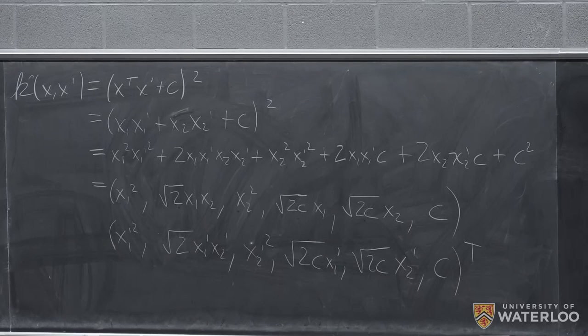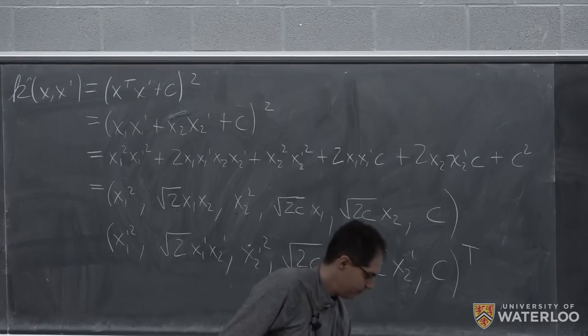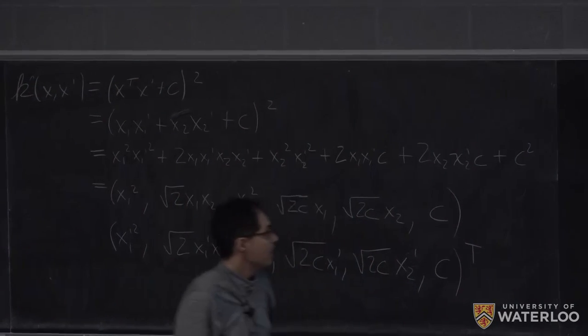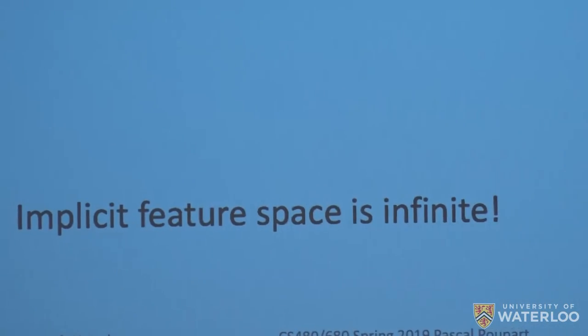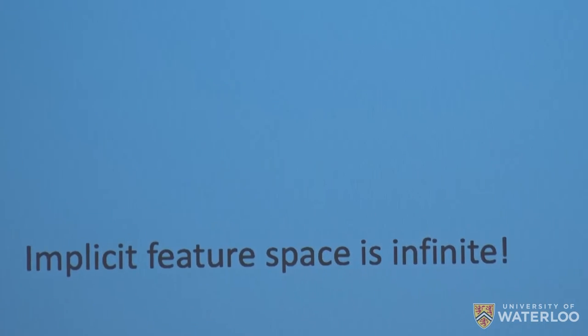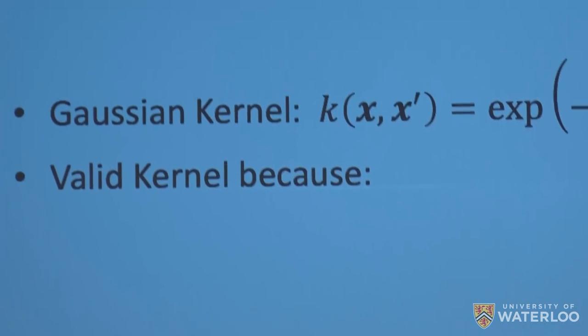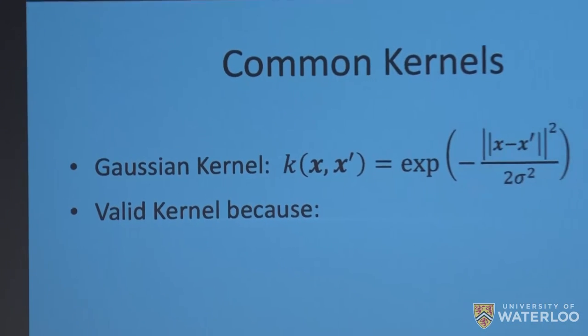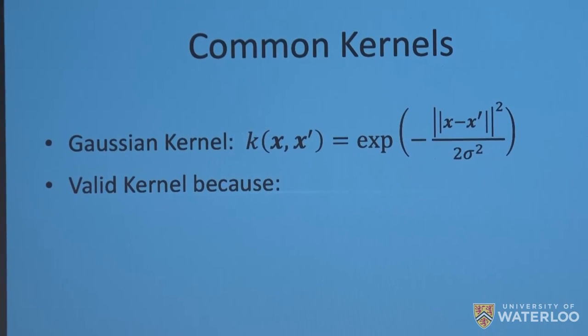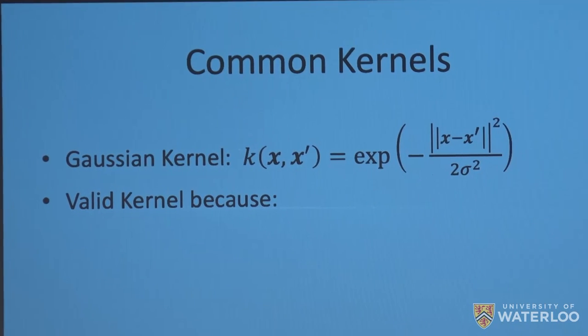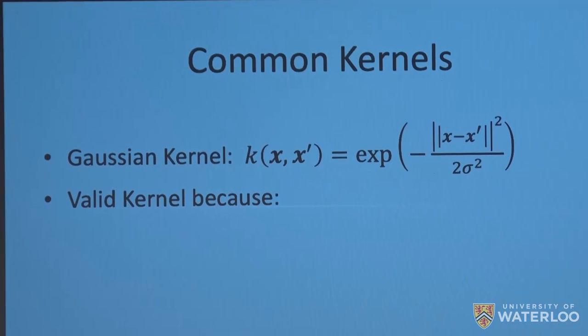Okay, any questions regarding those two constructions? Okay, very good. All right, so this is the polynomial kernel. Now, there is another kernel that is quite popular, and it is known as the Gaussian kernel. Here, we've seen the Gaussian distribution, Gaussian basis functions, Gaussian potentials, and now we're talking about the Gaussian kernel.